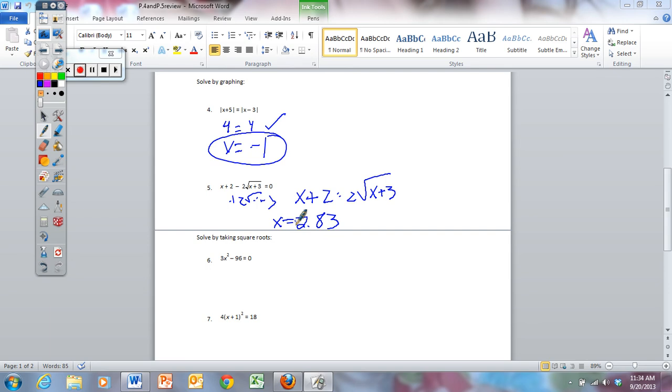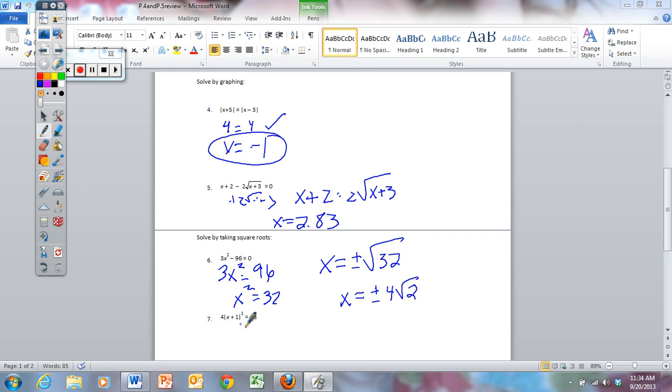Okay, to solve by taking the square roots, we have to get one square on one side and the other on the other side. We can't have it equal 0 to take square roots. So I'm going to add 96 to both sides, and then I'm going to divide by 3. So x squared equals 32. Take the square root of both sides, and x equals plus or minus the square root of 32, which simplifies into the square root of 16 times 2, so 4 root 2.